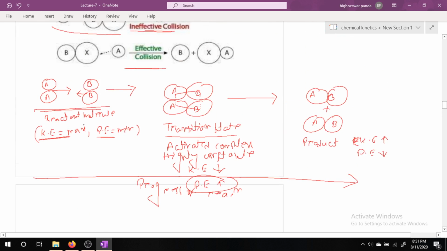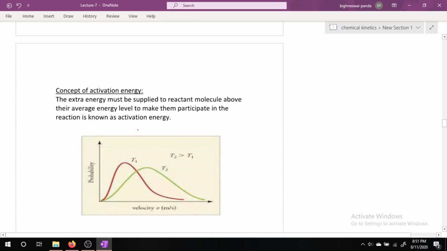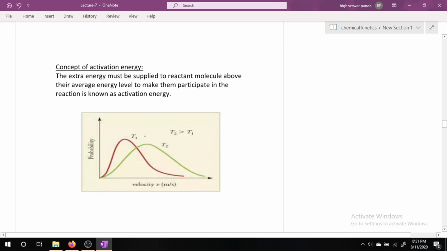This transition state then undergoes bond formation, which dominates, and product is formed, and here energy is released. During bond dissociation energy is absorbed, and during bond formation energy is released, and this is all about the progress of reaction. Then we come to another part, that is the concept of activation energy.